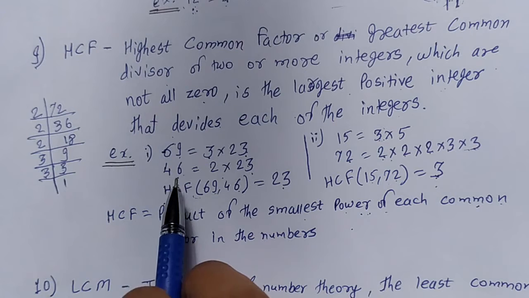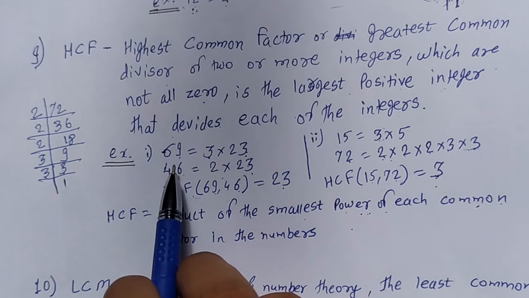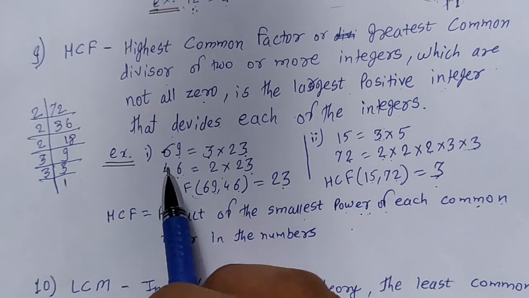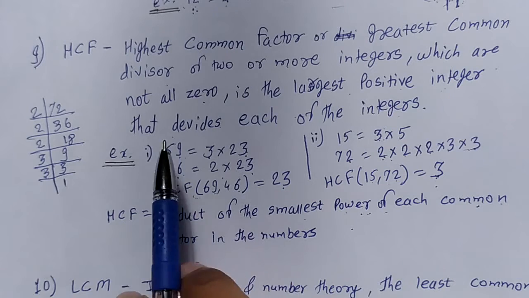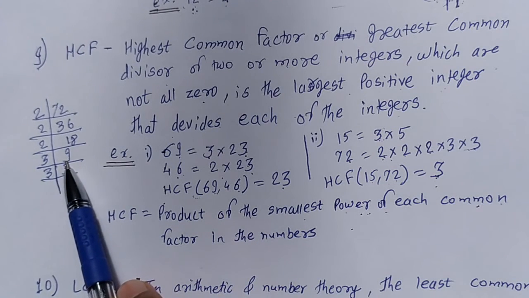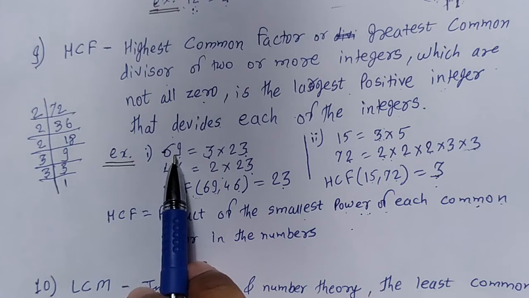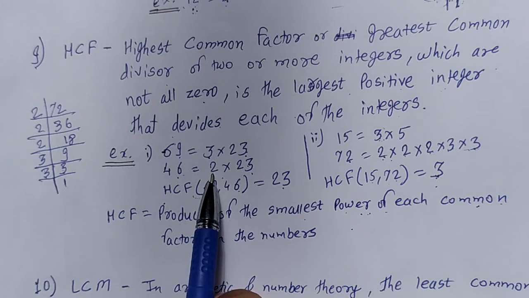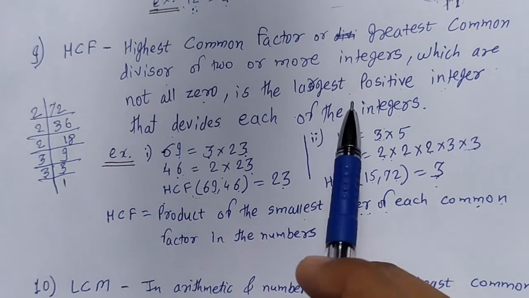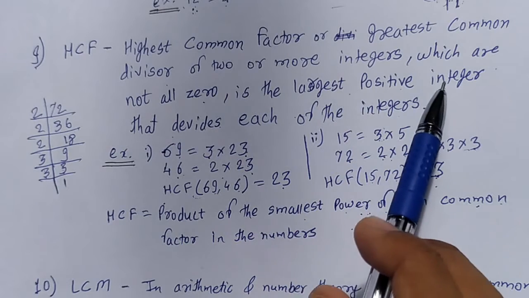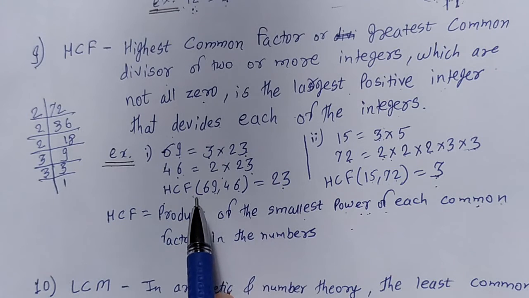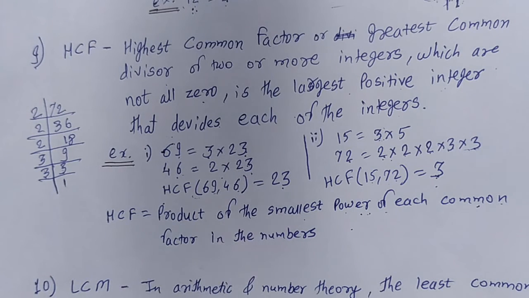So let's first find out the HCF of two given numbers. The two given numbers in the first example are 69 and 46. By the prime factorization method which we have seen just now, the factors of 69 will be 3 into 23, and the factors of 46 will be 2 into 23. HCF is nothing but the largest positive integer that divides each of the given integers. So you have to take the common factor between the given prime factors.